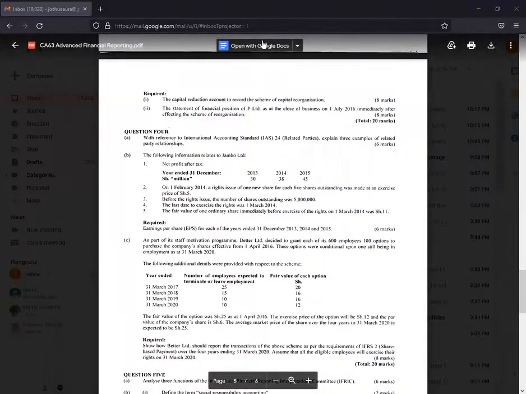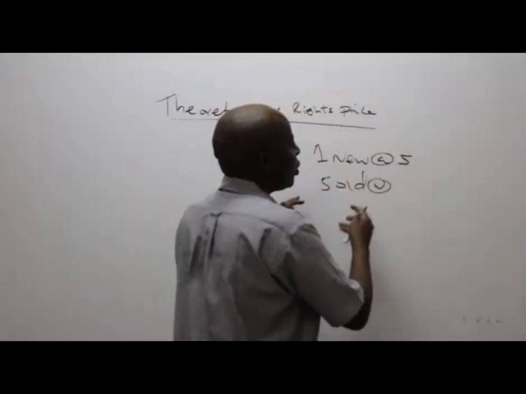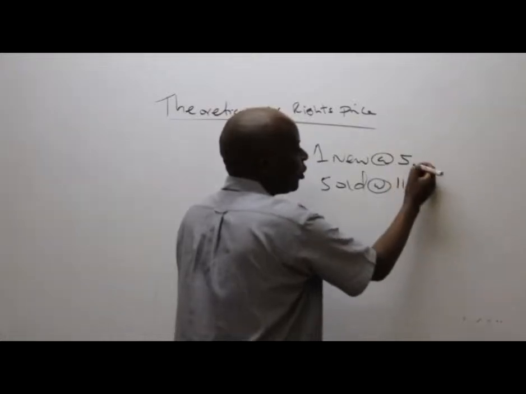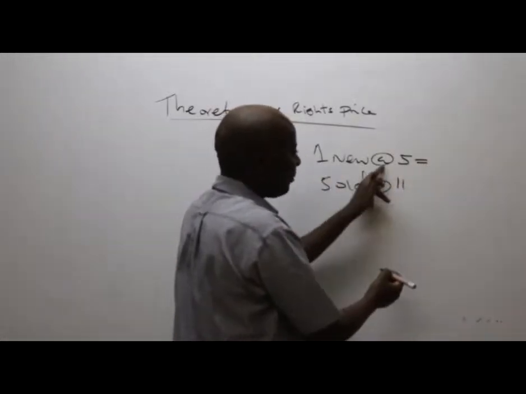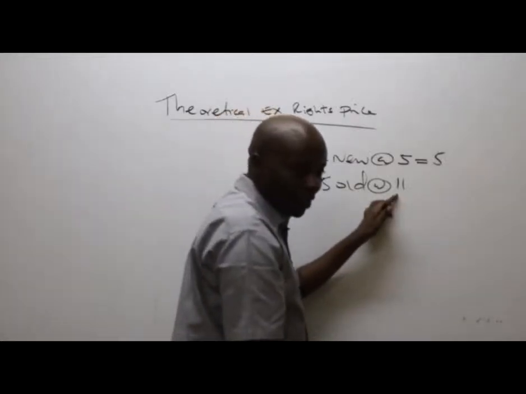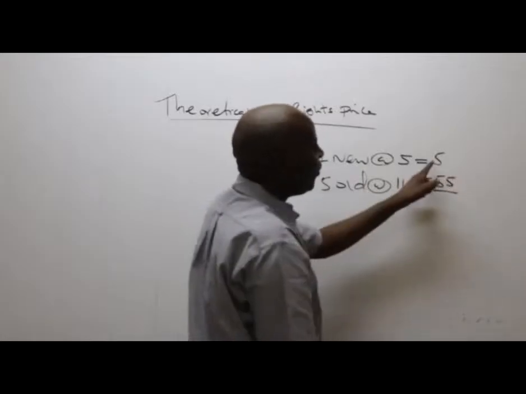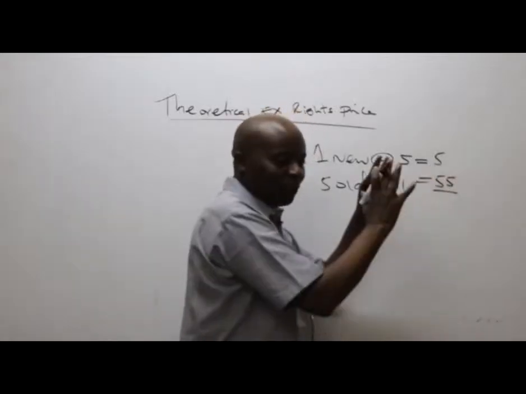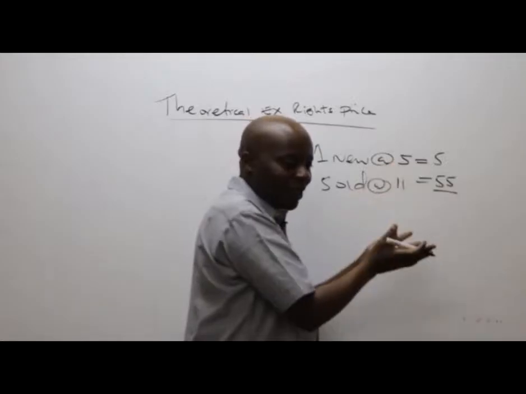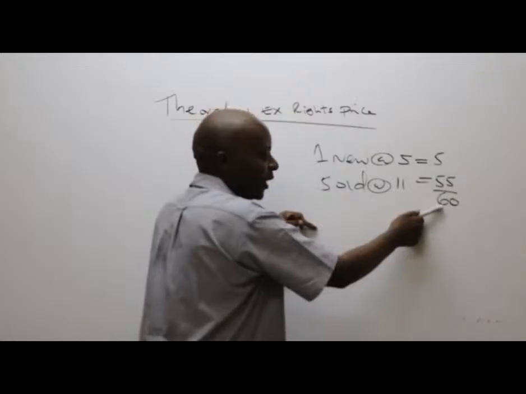So ladies and gentlemen, listen to me very well. 1 new is 5. 5 old, each one is going for 11. So multiply this: 1 times 5 gives me 5. 5 times 11 gives me 55. So the total bundle here will be worth 60.